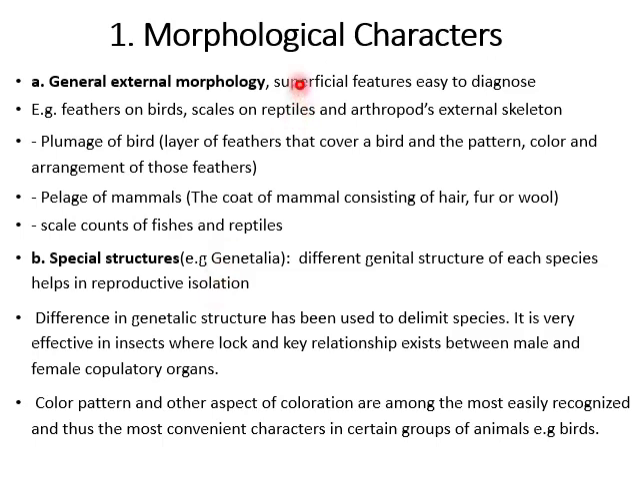Now, first of all, we will discuss the first type, the morphological characters. The morphological characters are divided into different portions. Firstly, we will discuss general external morphology. Before discussing these types, I want to introduce morphology. Morphology means the physical appearance of different organisms: how organisms appear, and how they resemble or differ from each other.